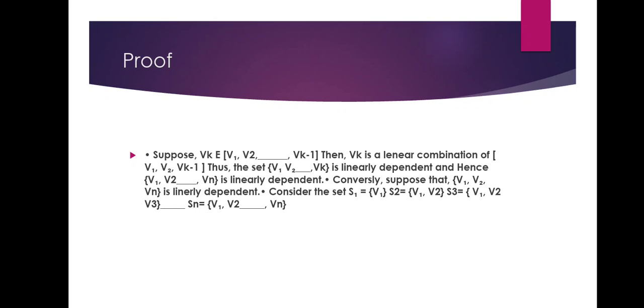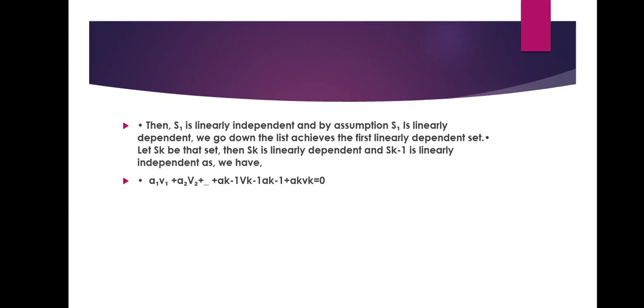Then by assumption Sn is linearly dependent, so we go down the list and find the first linearly dependent set. Let Sk be that set. Then Sk is linearly dependent and Sk-1 is linearly independent, so we have alpha1 v1 + alpha2 v2 + ... + alpha(k-1) v(k-1) + alpha k vk = 0.